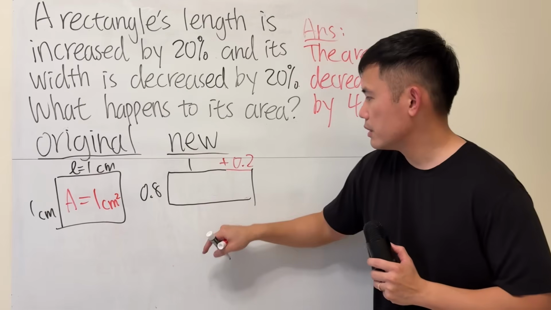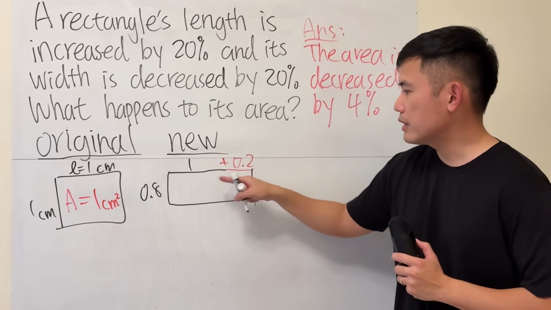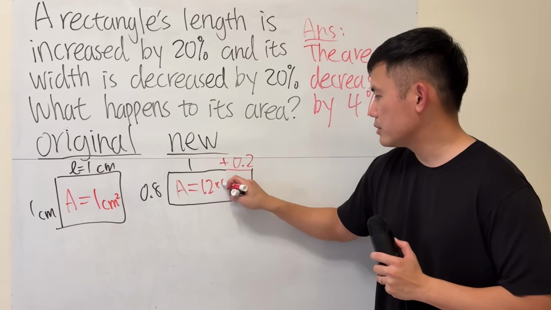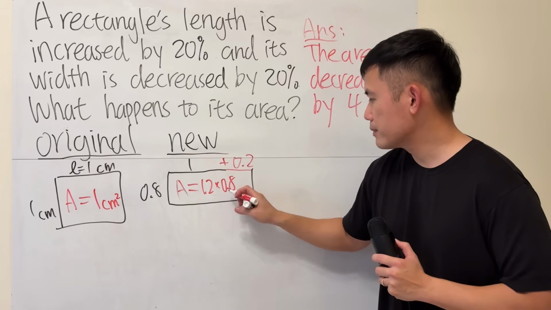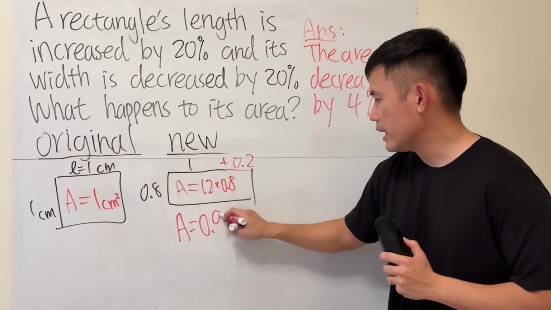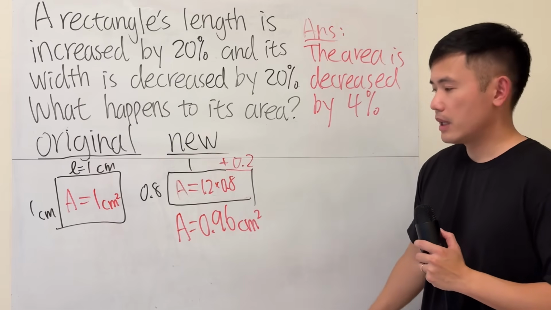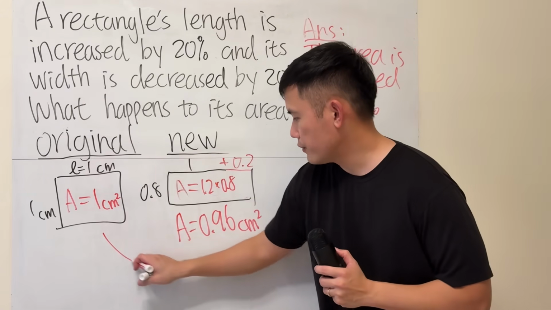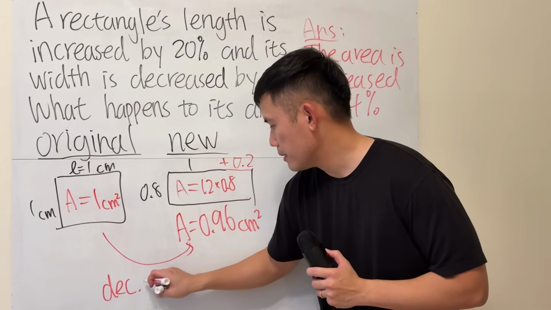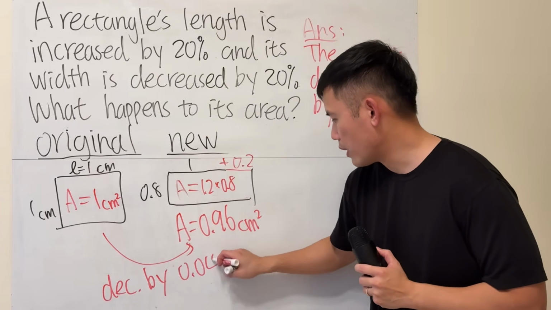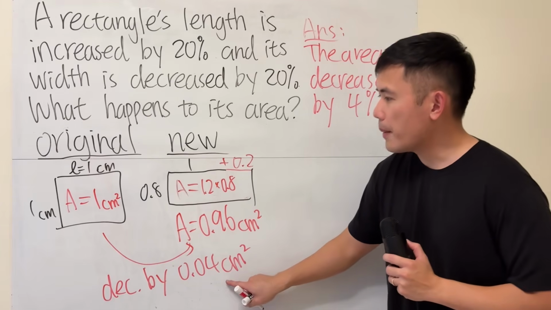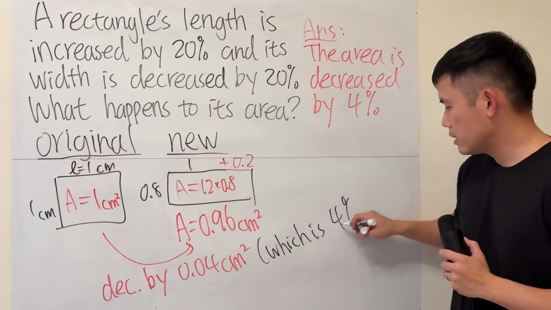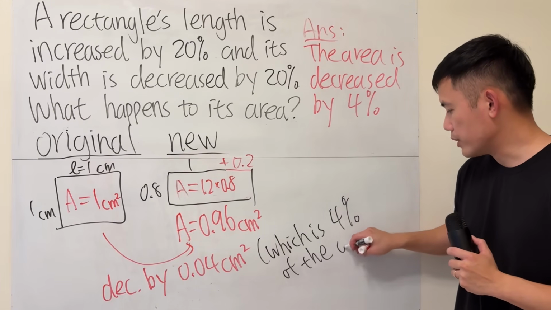So this is what we have. This is 1.2 times 0.8. So the area is just going to be 1.2 times 0.8, which is 0.96 square centimeters. If you find the difference, the new one minus the original, you can see that the area is decreased by 0.04 square centimeters. Compared with the original area, which is just 1, that is 4% of the original.